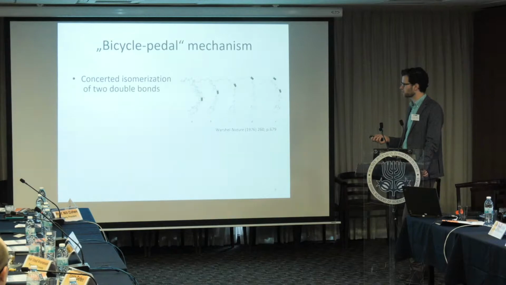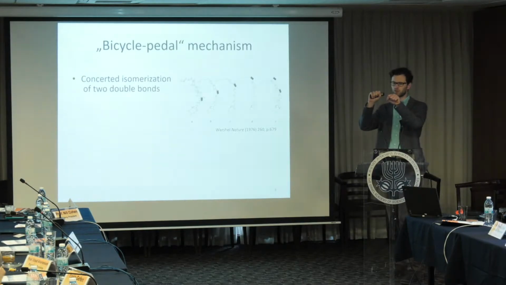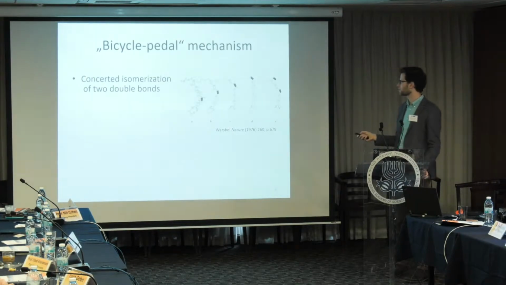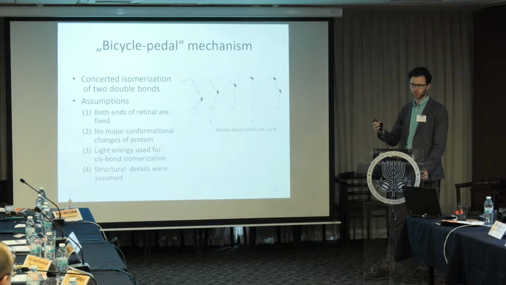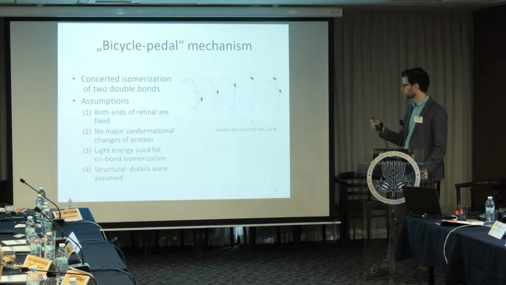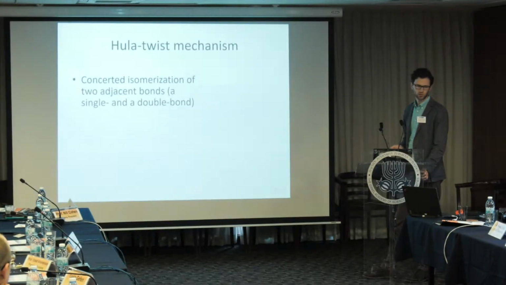Nevertheless, he came up with a mechanism where two double bonds isomerize at the same time. So two double bonds make a rotation which resembles the motion of bicycle pedals, and that's why he coined it the bicycle pedal mechanism. Well, as I said, he made several assumptions by fixing the ends of retinol because the protein structure was not known. He used van der Waals spheres to model the environment. And at that time, it was the only mechanism that could explain the ultra-fast and efficient isomerization.